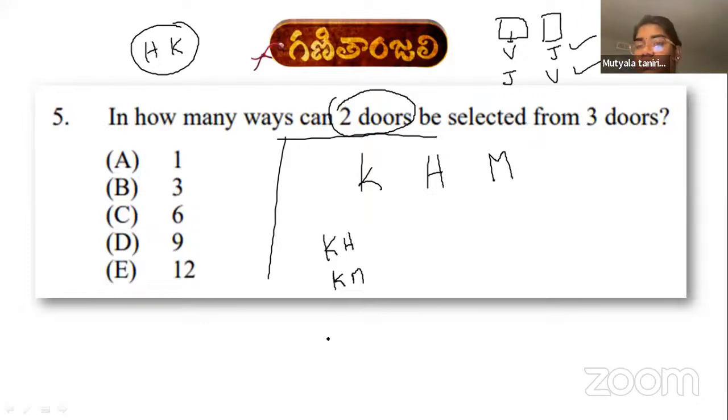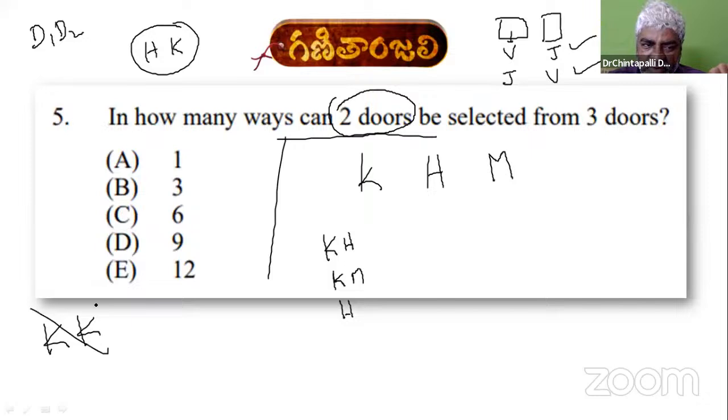KH, KM. Next, HM. See, in the previous case, we could use the same digit again. It was possible there. But only 3 chocolates are there on the tray. You are asked to take 2 chocolates. In that case, in this task, you cannot take KK. It is not possible. For example, if there are some number of K chocolates, some number of H chocolates, some number of M chocolates, we can take KK. In that case, it is possible.